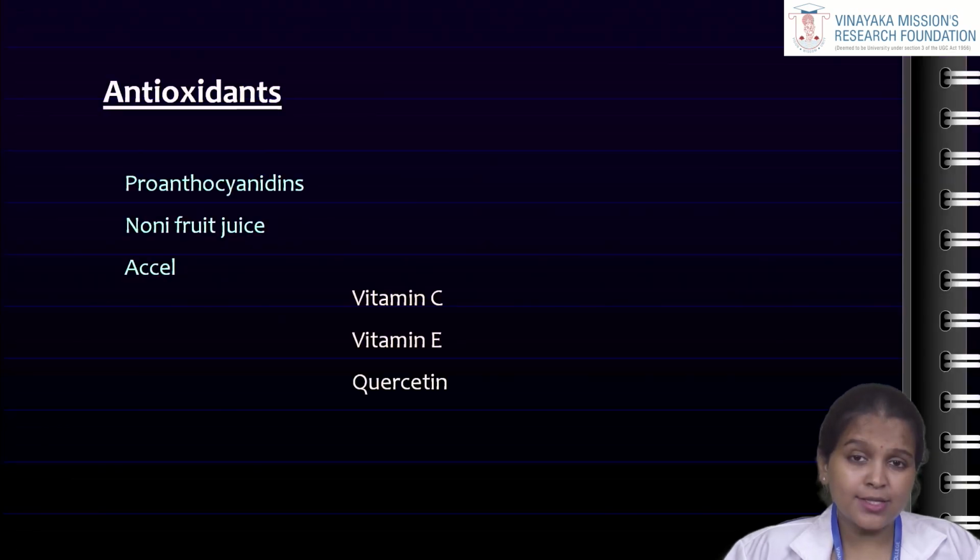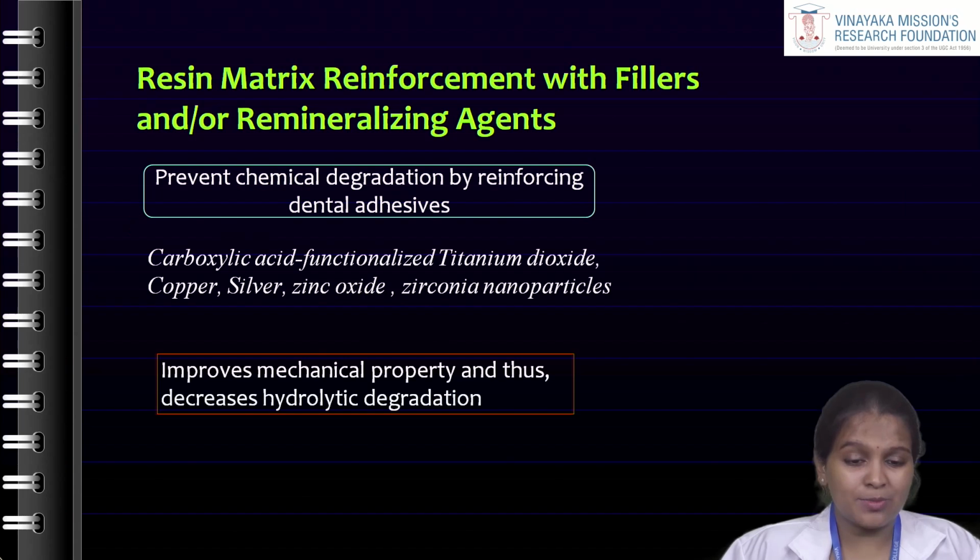So antioxidants also prevent the free radical formation, which is said to improve the durability of the hybrid layer. The various antioxidants used are proanthocyanidins, noni fruit juice, acai, vitamin C, vitamin E, quercetin. All these are under experimental stages where 1 or 2 studies exist, but these are all the various materials that have been in research in order to improve the hybrid layer durability.